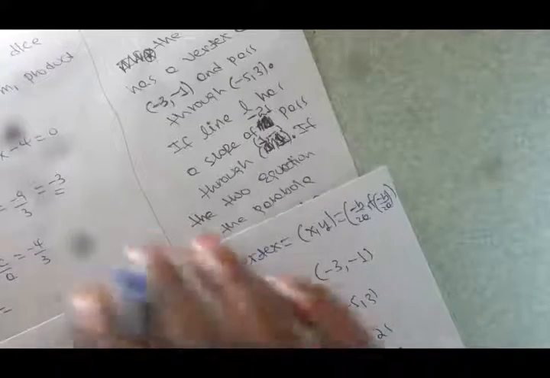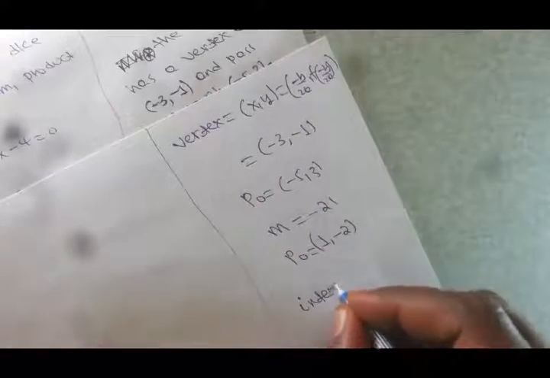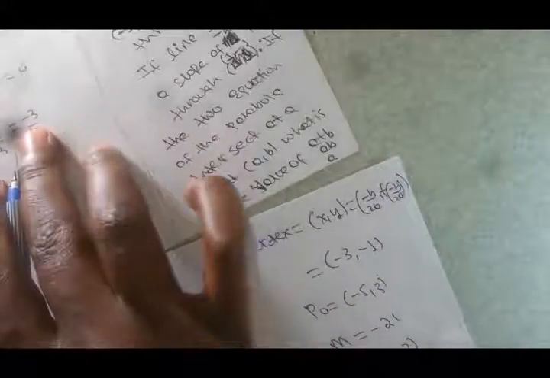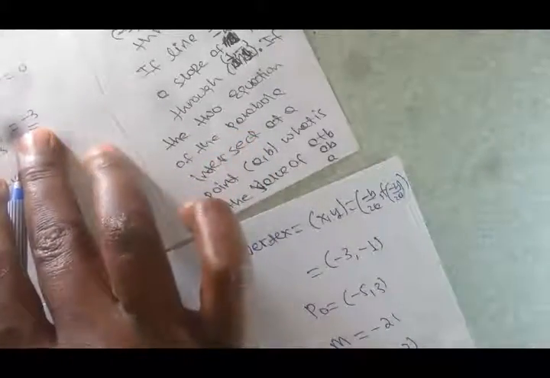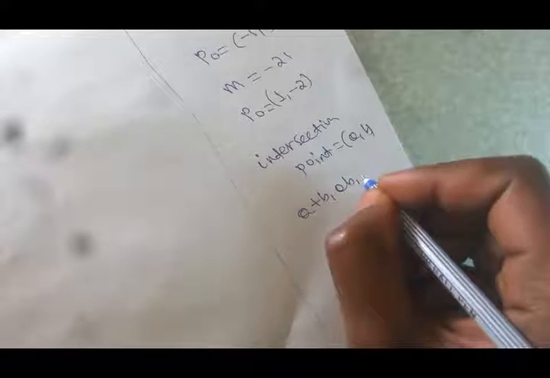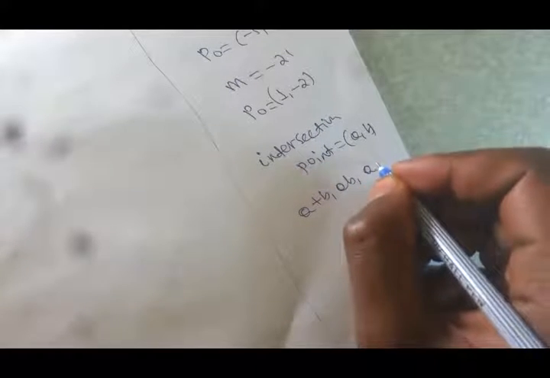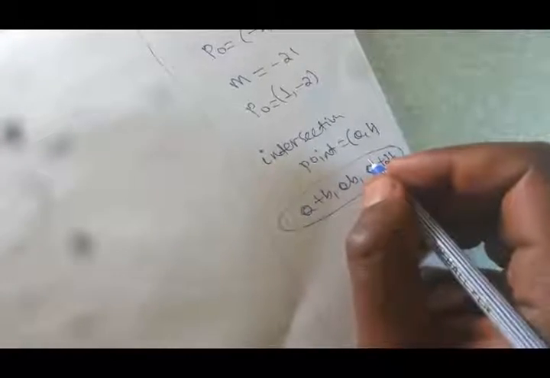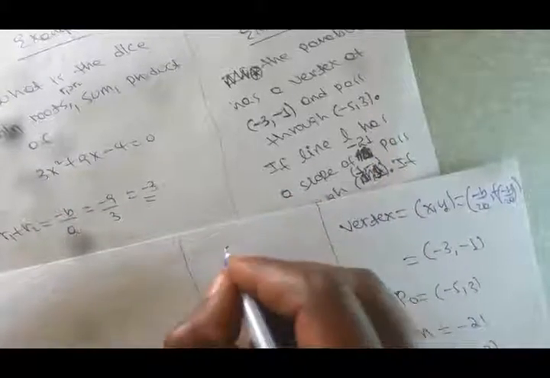If the two equations of a parabola and line intersect, the intersection point is given as a, b, and we are asked to find the value of a plus b, a times b, and a plus 2 times b. We are asked three things. Solution.